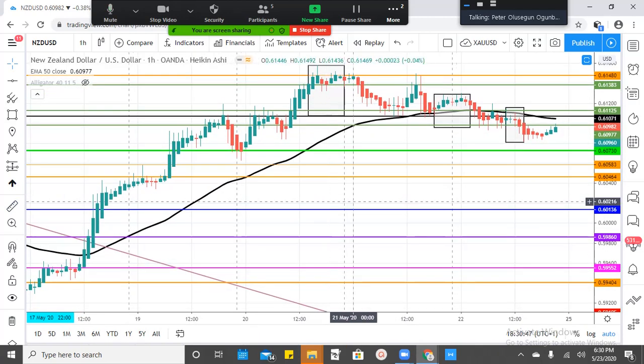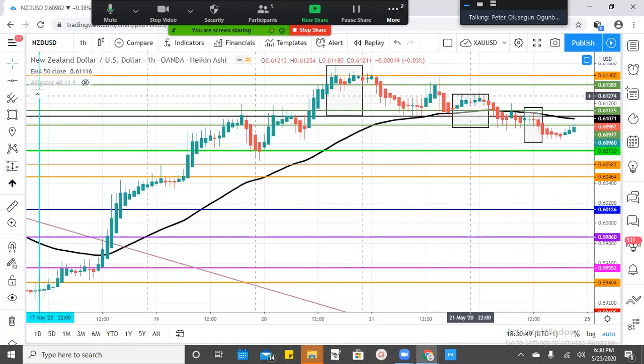And now that the price is here, I can put my stop loss just on top of this first box, because price is here. I can put my stop loss on top of this box, just on top of it. Now on 1 hour, at the second box here, you can see it's completely below EMA 50. So we are good to sell these currency pairs.